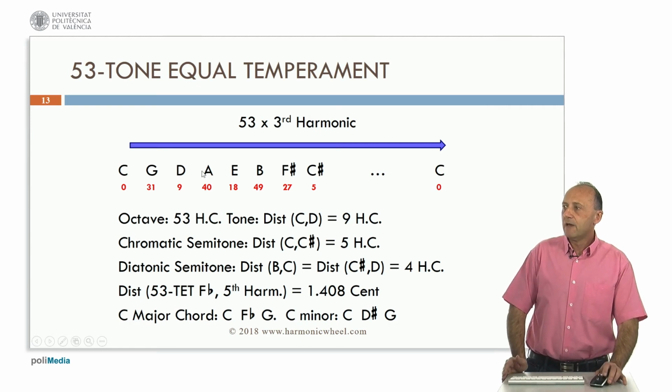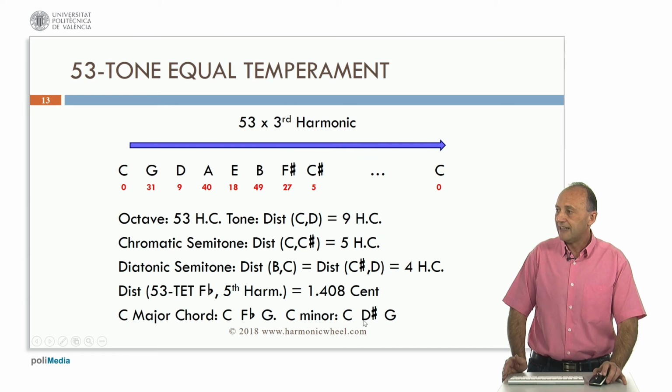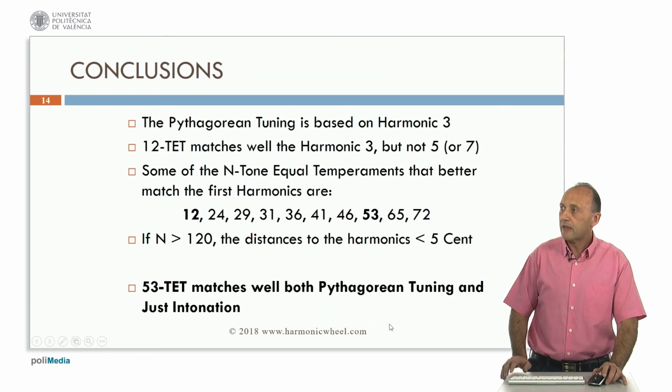If we now consider the fifth harmonic, it is an E, but it is not this E. In this system, the nearest note to the fifth harmonic is not E, but F flat, the distance being 1.408 cents. So if we want to build a major chord taking into account the fifth harmonic, the best option is C, F flat, G. Similarly, for a C minor chord, we would use notes C, D sharp, G.